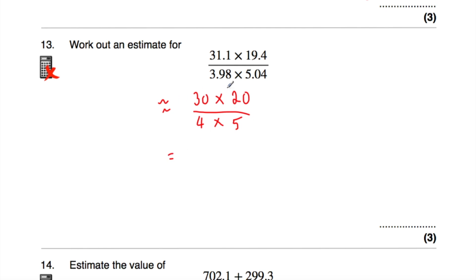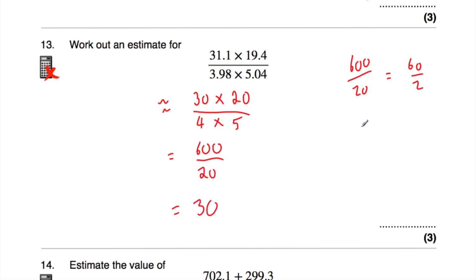Okay, so let's work out the numerator. 30 times 20, well, 3 times 2 is equal to 6, and then we've got 2 zeros, that's 600, over 4 times 5 is equal to 20. So that's equal to 600 divided by 20. Now we just need to work out what 600 divided by 20 is. Again, there's a few different approaches. We could cancel down the fraction, 600 over 20. We could divide both of them by 10. That's equal to 60 over 2. And then 60 divided by 2 is equal to 30.